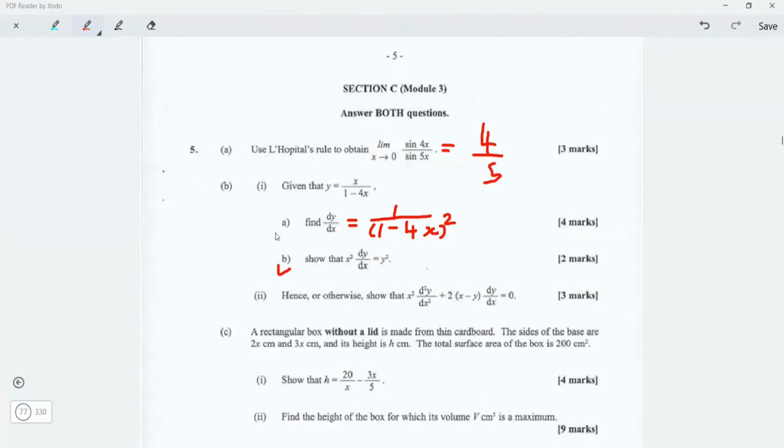Nice. Now it says hence. This is where implicit comes into place, Marika. Implicit differentiation. Hence, show this equation down here: x squared d2y by dx squared plus 2 times (x minus y) times dy by dx equals 0. Let's sip some water as I look at it. Look at this question. All right, I see it already. All right, so we can take it on now.